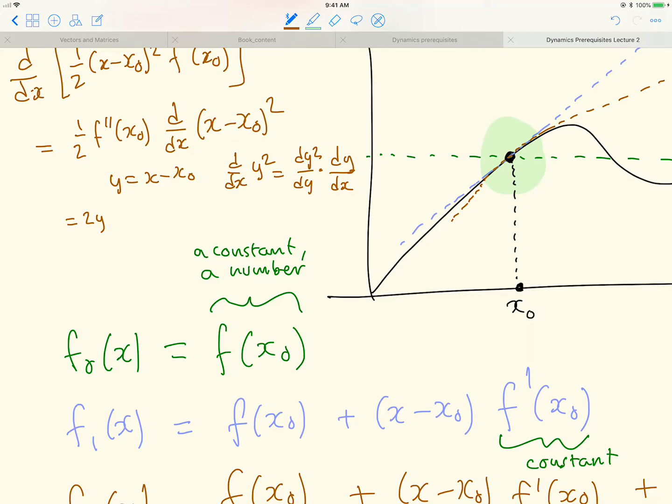And what's dy by dx? The first derivative of y with respect to x. So this function y, what is its slope? If you plot this function y as a function of x, what's the slope? 1. Yeah. And this is straightforward, right? Okay. So that means that the first term was 2y, the second term was 1, so all we get is 2y, and y is x minus x naught. So what we get at the end of all that is 1/2 f double prime of x naught times 2 times x minus x naught. And how much is that when x equals x naught?